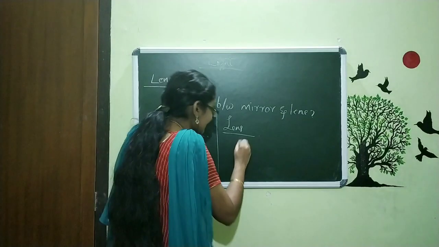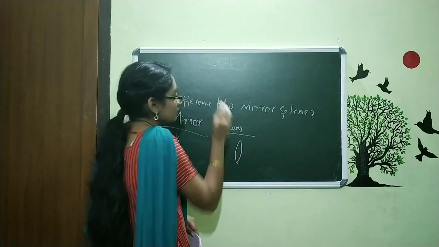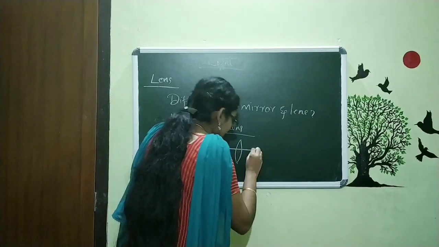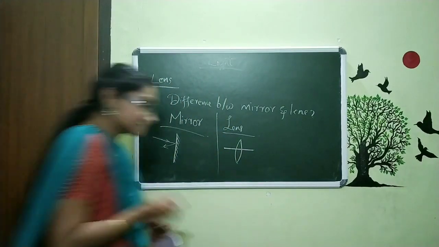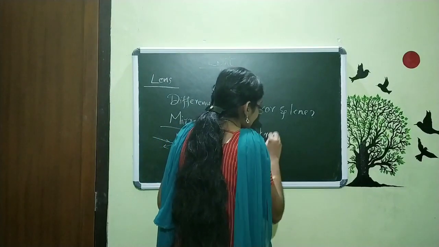Do not pass through this mirror. But for the lens, the light will pass. That we can say this lens is a transparent material.